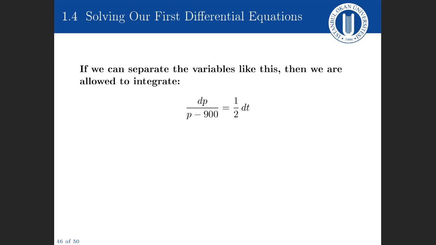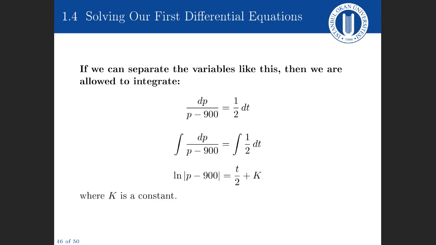So as I was saying, if we can separate the variables like this, if we can move all of the p terms to the left and all of the t terms to the right, then we're allowed to integrate our equation. We can write an integral sign on both sides, and it's still true. Integral of a half, straightforward, a half t. Integral of 1 divided by p minus 900 is the natural logarithm of the absolute value of p minus 900.